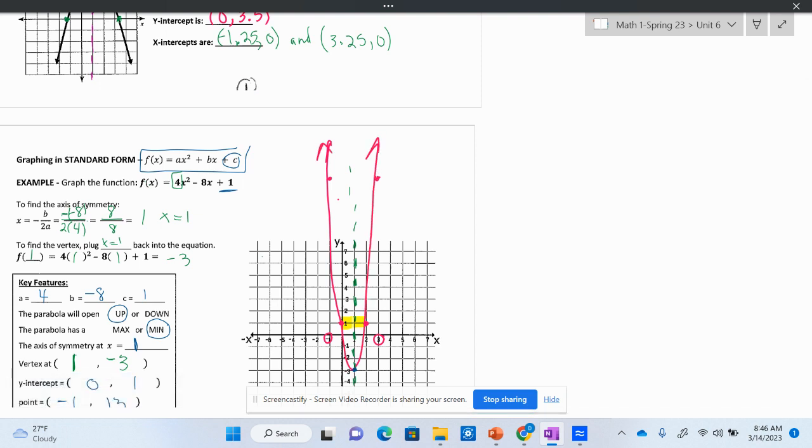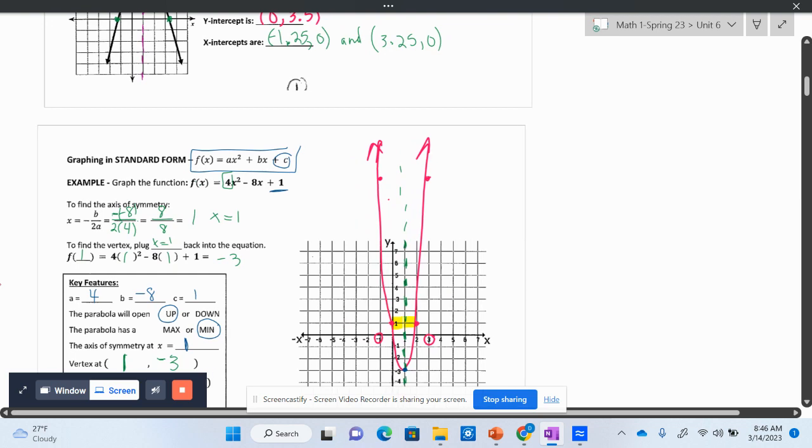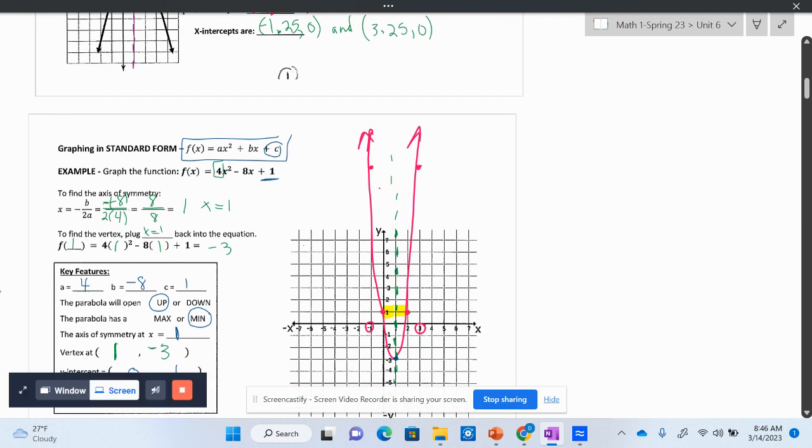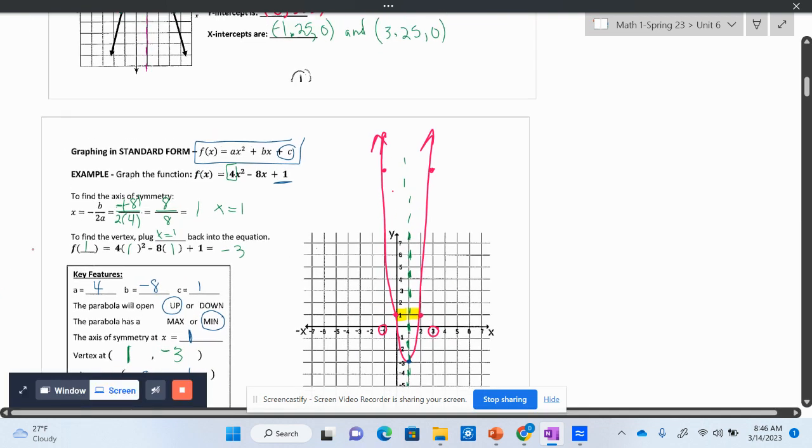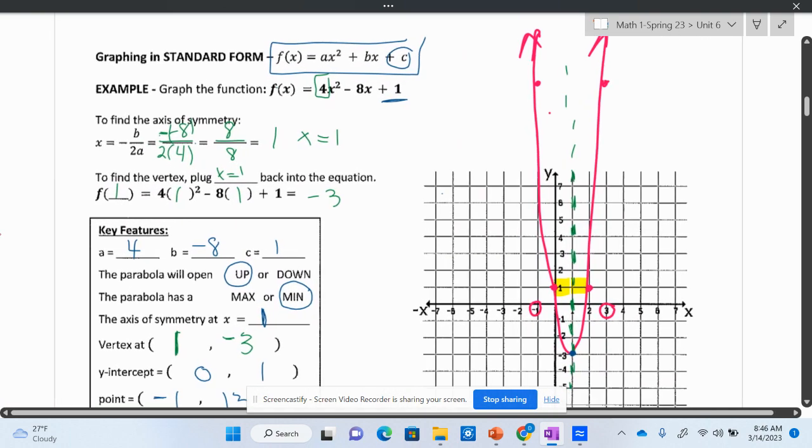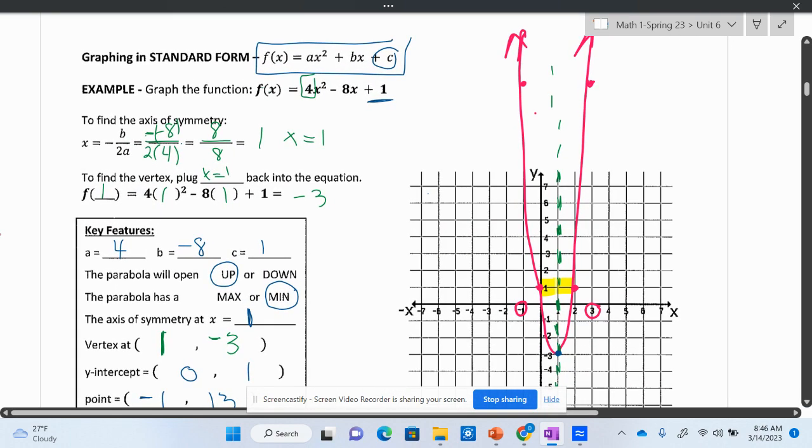So that's kind of a parabola, right? It's not as pretty as it should be, but that's the idea of a parabola. Do your very best just to connect the points. The next one where it says you try, we're going to go to Desmos and do that.